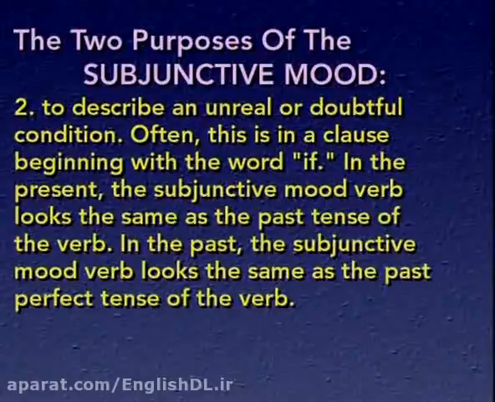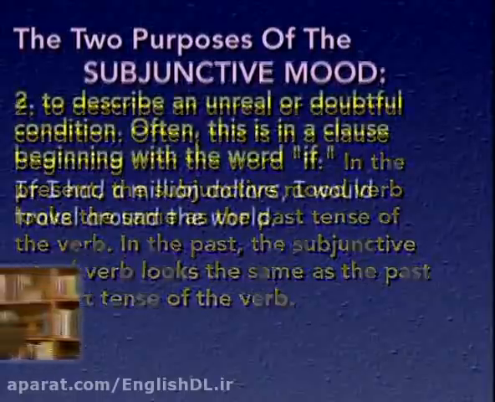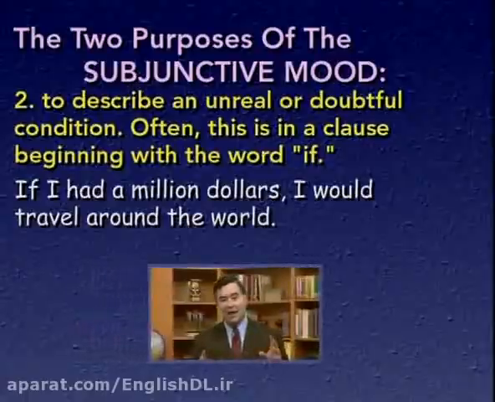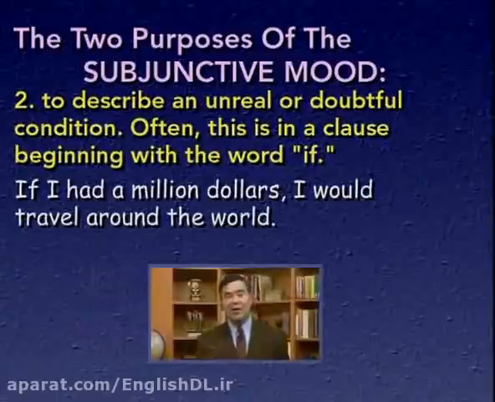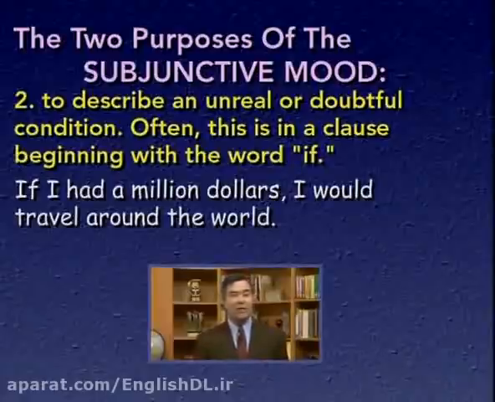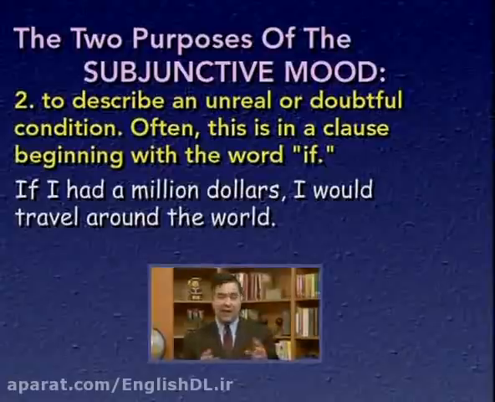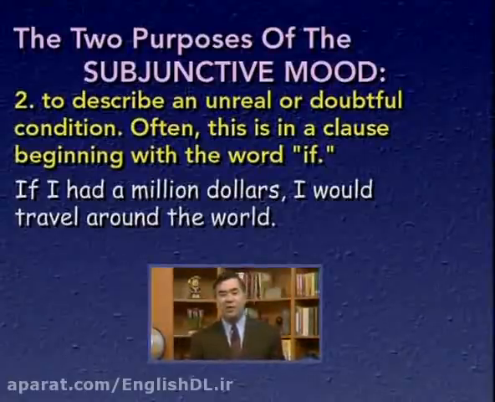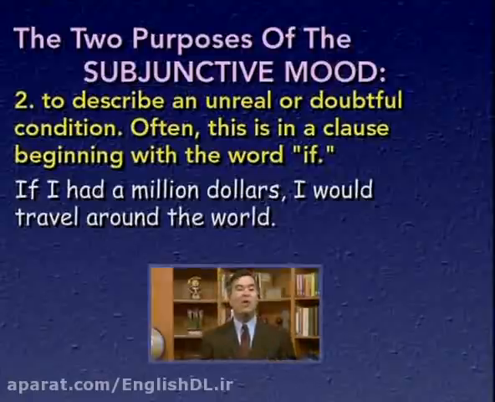Are you a little confused? Don't be. Here are a couple of examples that will help make this clear. Remember, we're talking about describing an unreal or doubtful condition, very often in a clause that begins with the word if. Here's an example. If I had $1 million, I would travel around the world. Now, there are 2 clauses in this sentence. If I had $1 million and I would travel around the world. The second one is describing what I would do if the first clause were true.